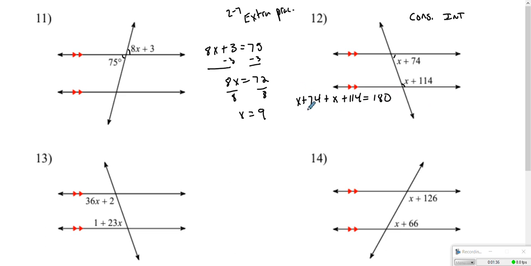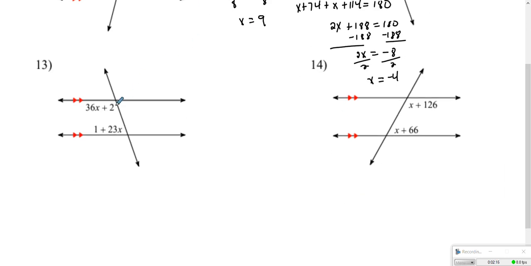Since I have a lot of terms over here, I'm going to combine my like terms. I have an x and another x, which makes 2x. The 74 and the 114 makes, oh, what's that going to be? 188. Subtract 188 from both sides, and I get 2x equals negative 8. Divide both sides by 2, get x equals negative 4. That's problem number 12.